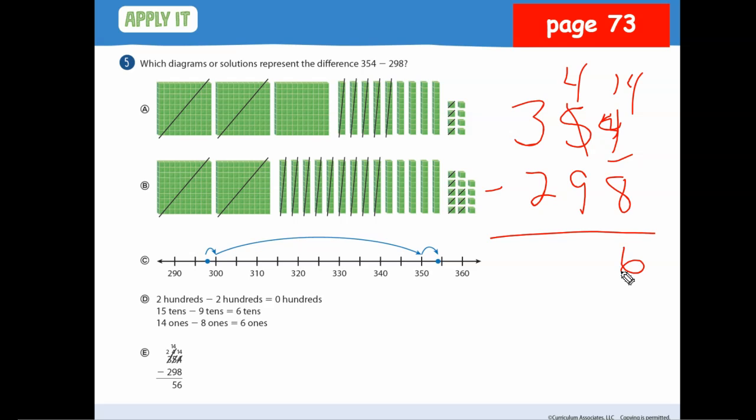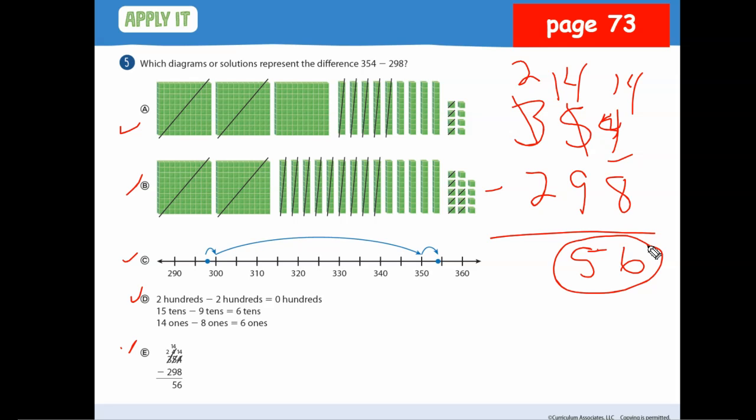4 minus 9, can I do that? No. Okay, there's more on the floor. I need to go next door, so I have to borrow from the 3. That makes it a 2. The one that borrow goes next door. Instead of 4, I have how much now? 14. 14 minus 9 is 5. So out of all my choices, I need to get 56.